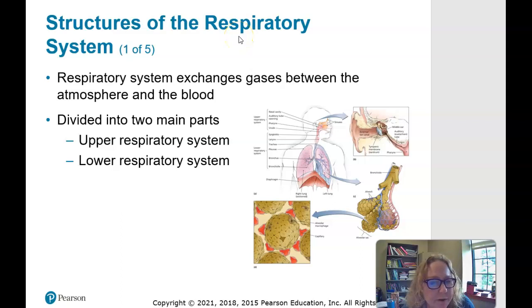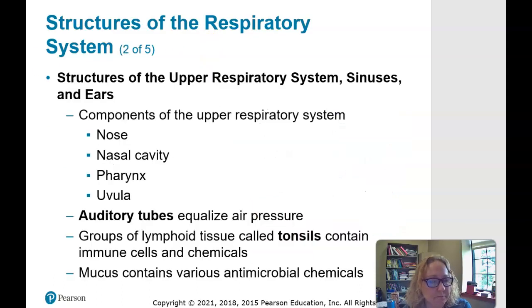Hello, microbiologists. We are going to talk about the respiratory system and diseases of the respiratory system. So we are breaking these down into upper respiratory and lower respiratory. So let's talk through that for a second.